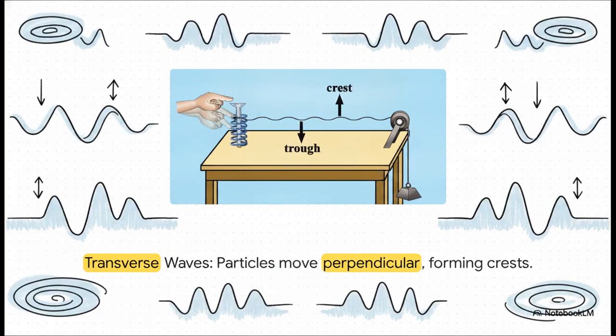But what if we change things up? If we take that same spring, or even just a long string, and whip it up and down, we create a transverse wave. In this case, the particles of the medium are moving perpendicular, like completely at right angles, to the direction the wave is actually moving. So instead of compressions, this up and down motion creates these really distinct peaks that we call crests and deep valleys that we call troughs. It's just like watching ripples travel across the surface of a pond.